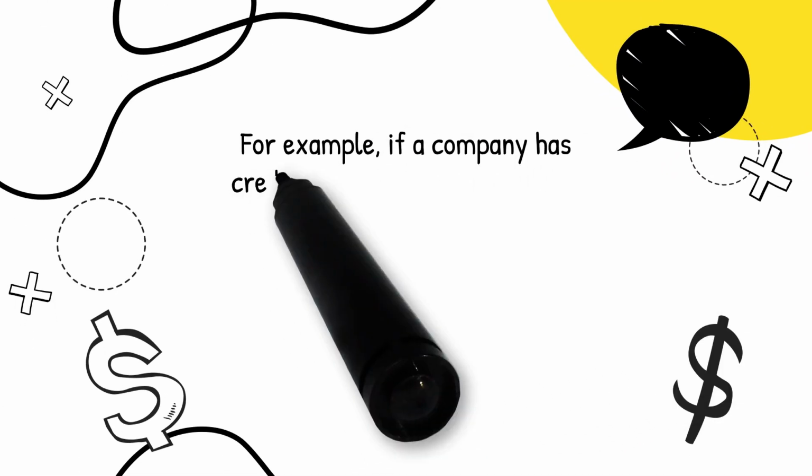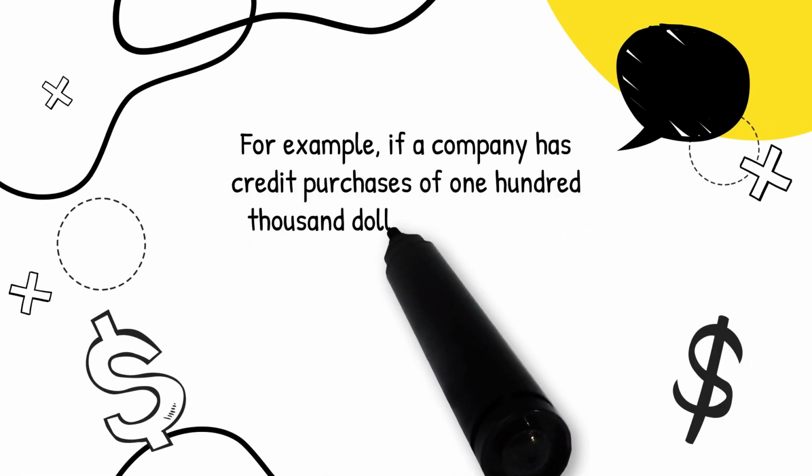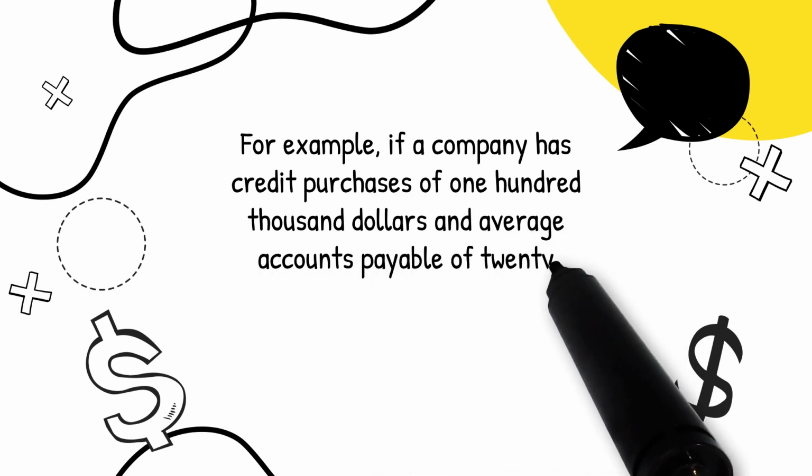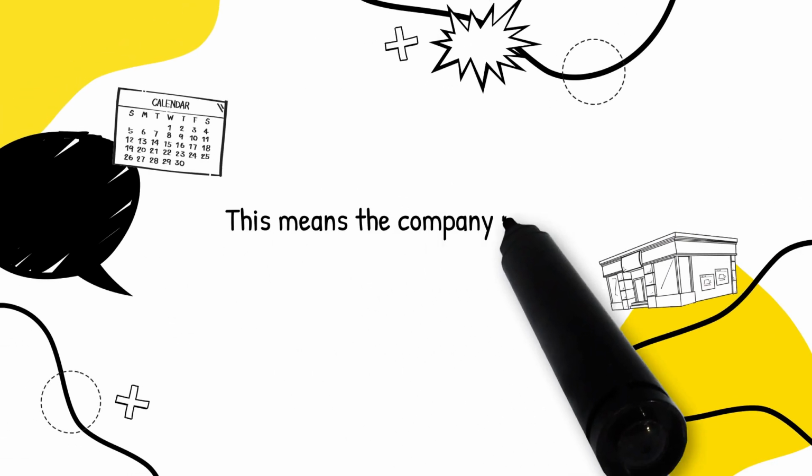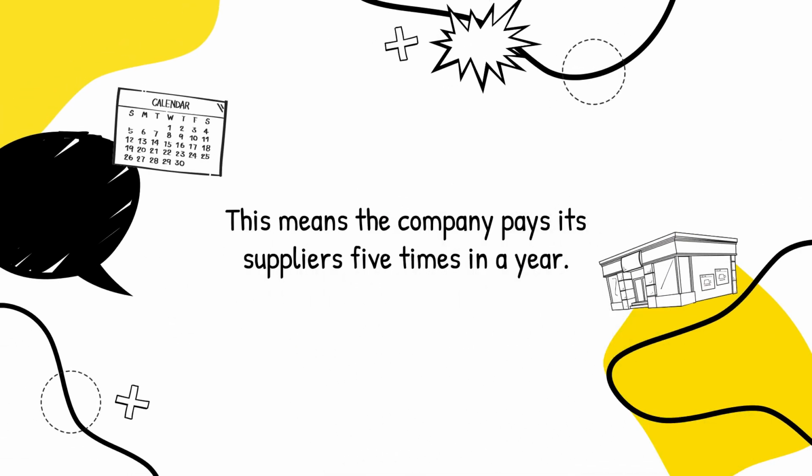For example, if a company has credit purchases of $100,000 and average accounts payable of $20,000, the turnover ratio is 5. This means the company pays its suppliers 5 times in a year.